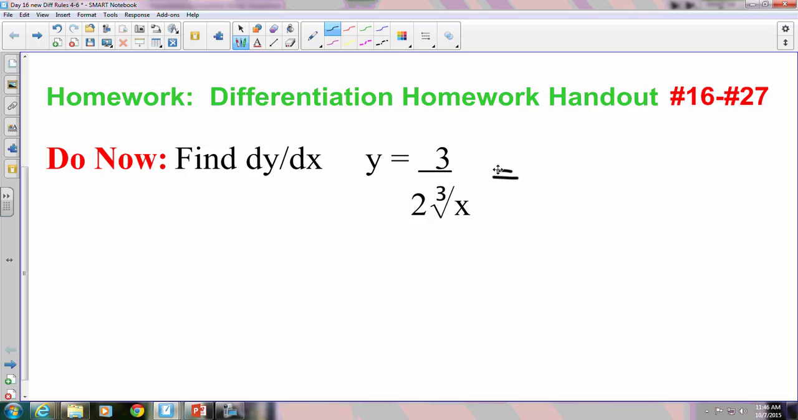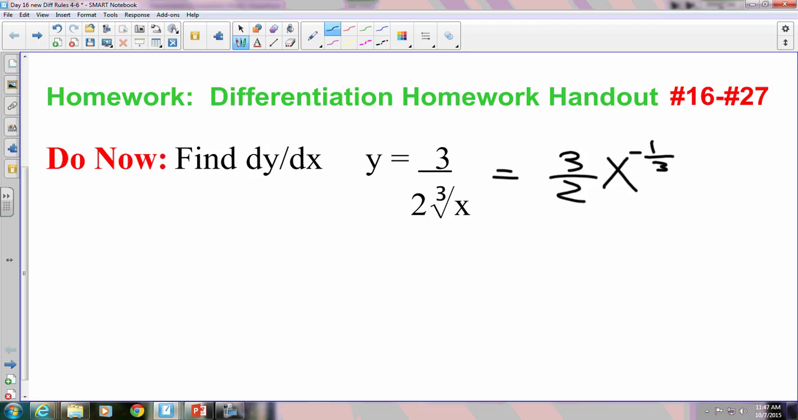Who wants to tell me how to rewrite that? Right, 3 over 2 times x to the negative 1/3. There we go. Okay, so we haven't taken the derivative yet. We have to rewrite it. That's why I made you do that when we had that pre-calc review in the beginning of the year.